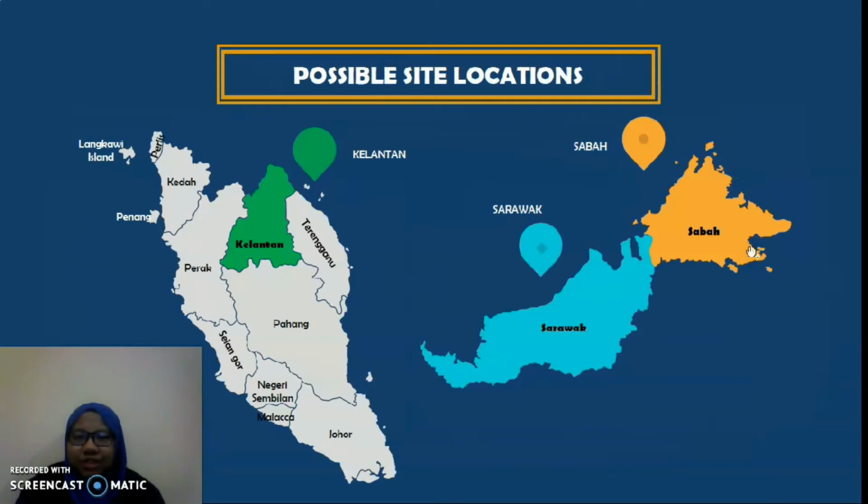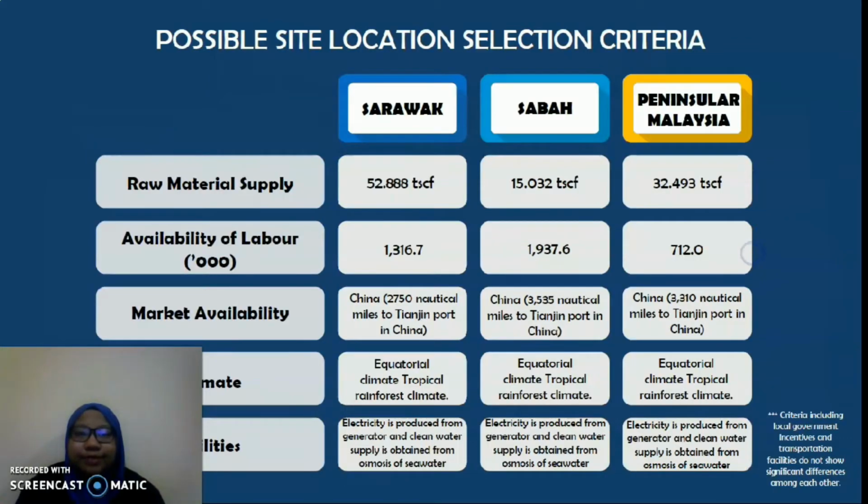For plant location, we have come up with 3 possible plant locations, which is at offshore Kelantan, offshore Sarawak, and also offshore Sabah. And we have done some research on a few criteria, which includes raw material supply, availability of labor, market availability, climate, utilities. Criteria including local government incentive and transportation does not show significant differences among each other.